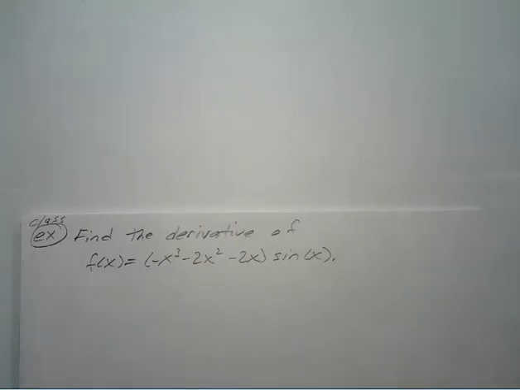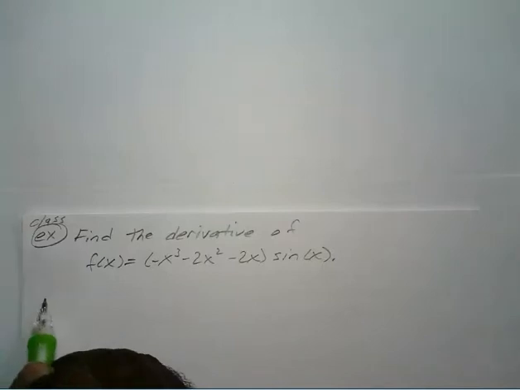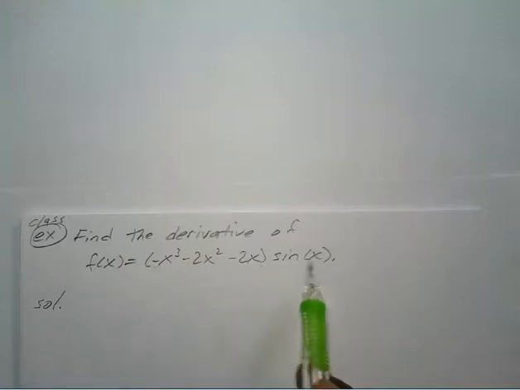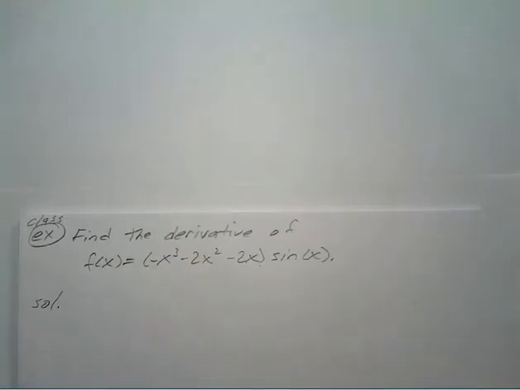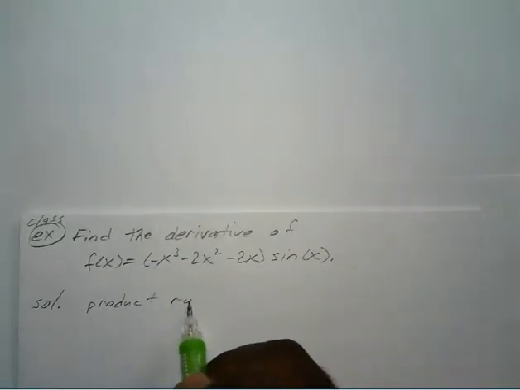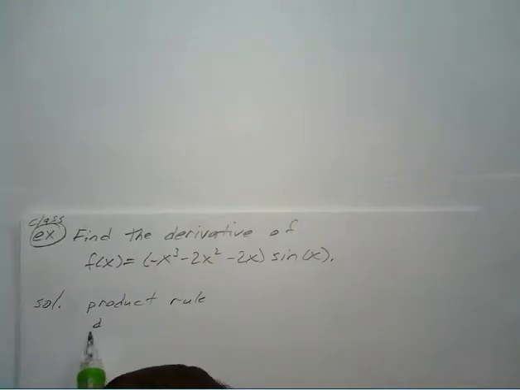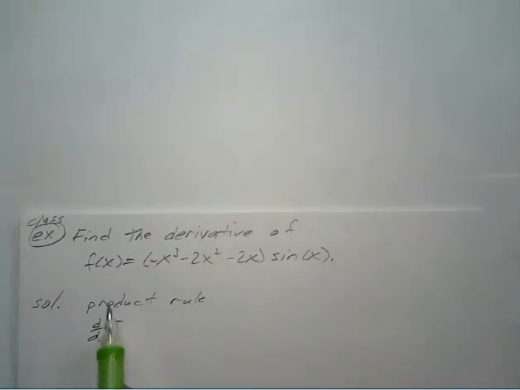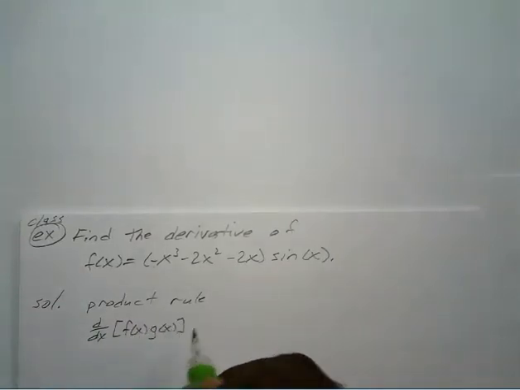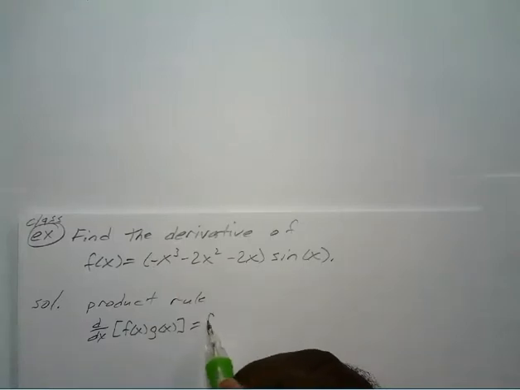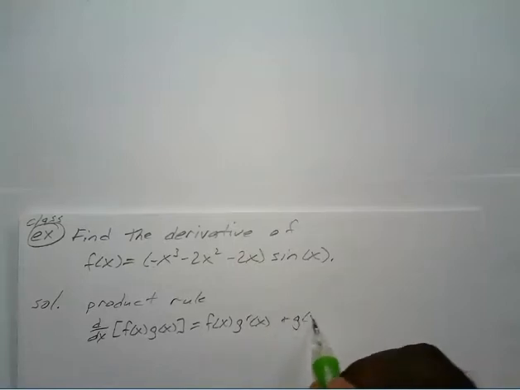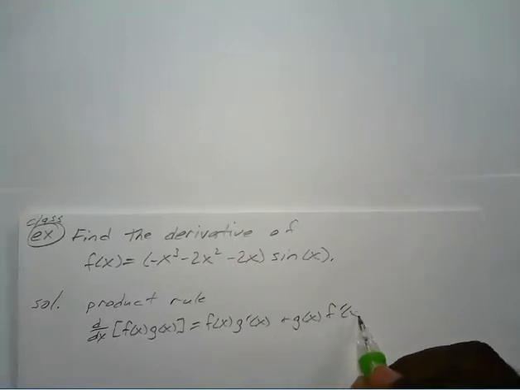Alright, so I'm assuming you've pressed pause and you've already worked this one out. So let's go ahead and verify your answer. Okay, so you have two functions being multiplied to each other. So that means we're going to use the product rule. Okay, so remember the derivative of f of x times g of x equals your first function times the derivative of the second plus the second function times the derivative of the first.